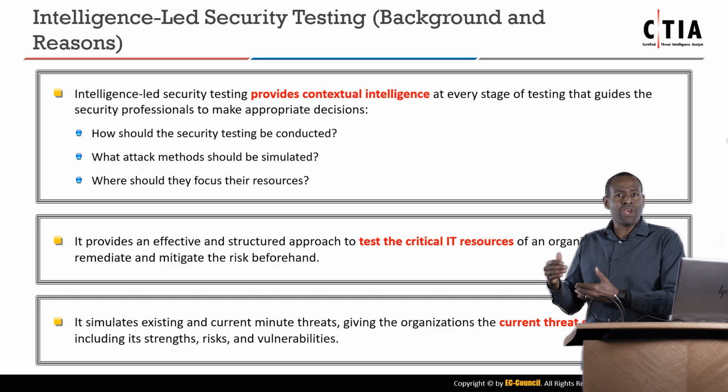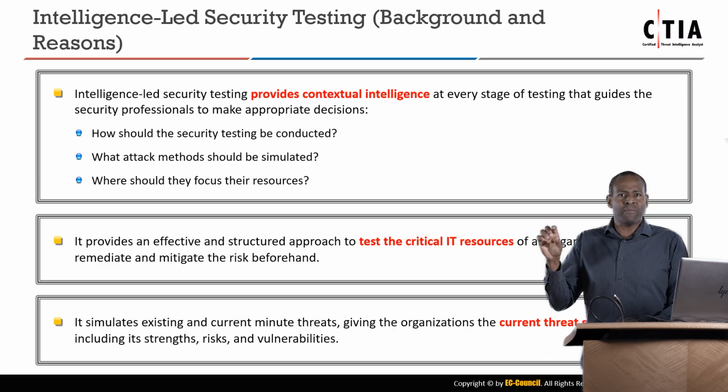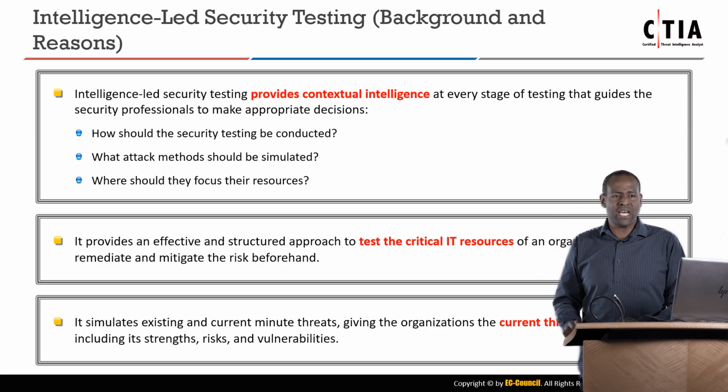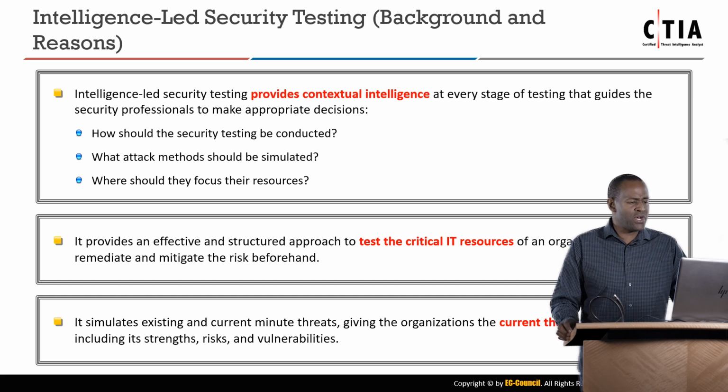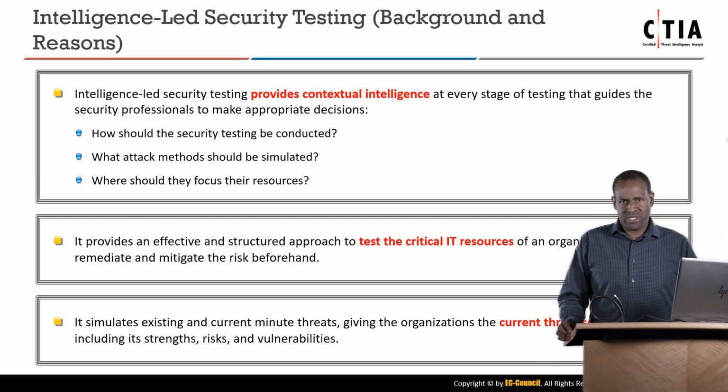For instance, we have an N-tier app, and at the lowest tier we have a database, and we have some type of middle objects, and then we have a user interface at the top. The testing model is going to be a lot different for those different types of situations. So, what attack methods? Next, where should they focus their resources?